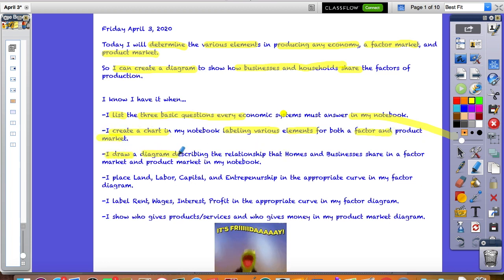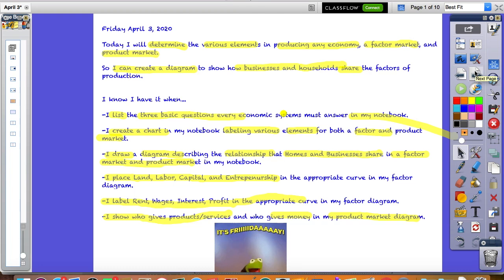I draw a diagram describing the relationship that homes and businesses share in a factor market and product market in my notebook. I place land, labor, capital, and entrepreneurship in the appropriate curve in my factor diagram. I label rent, wages, interest, profit in the appropriate curve in my factor diagram. And I show who gives products and services and who gives money in my product market diagram. So this is our goal for today.